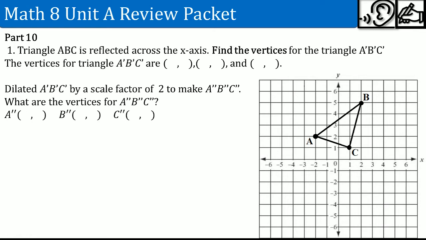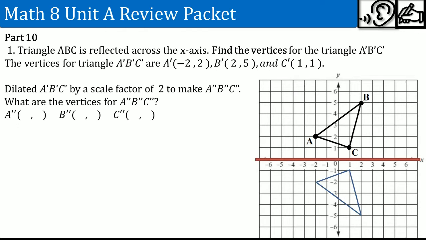10. Triangle ABC is reflected across the x-axis. Find the vertex of A prime, B prime, and C prime. Then we have to dilate it by a scale factor of 2. So the first way is we want to reflect it across the x-axis. So this is how it looks across the x-axis.